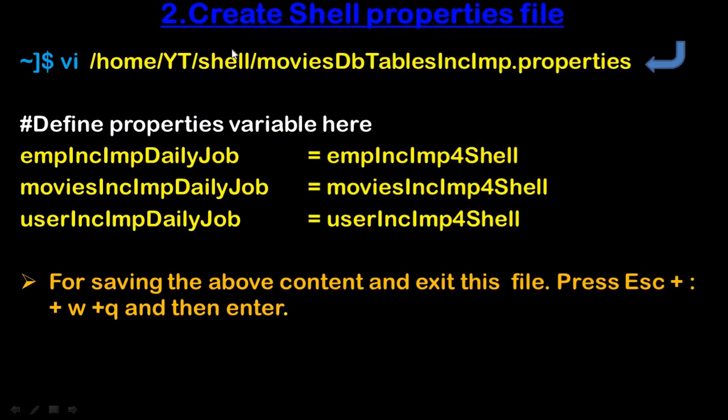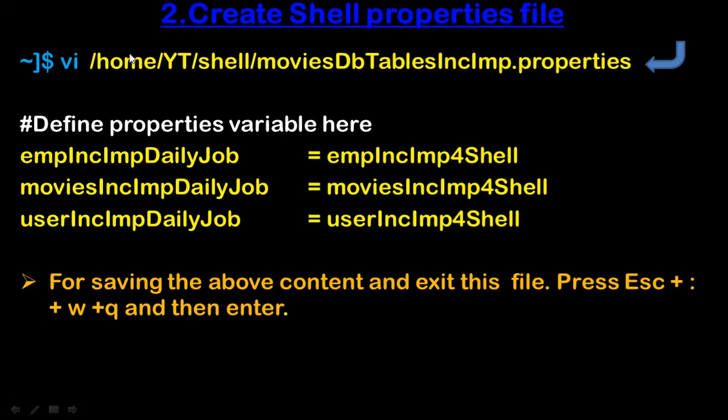The next step is to create the shell script property file. So we are going to create a shell property file. For creating the shell property file, what do we do? First we write a vi command. It means we are going to open a new file. For creating the shell properties file, we open this property file, and in this property file we are going to write these properties.